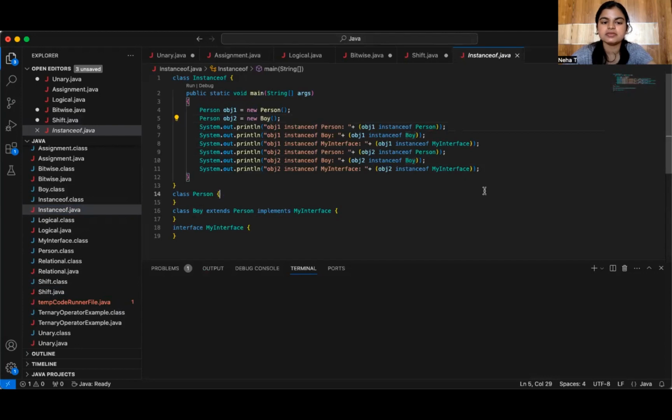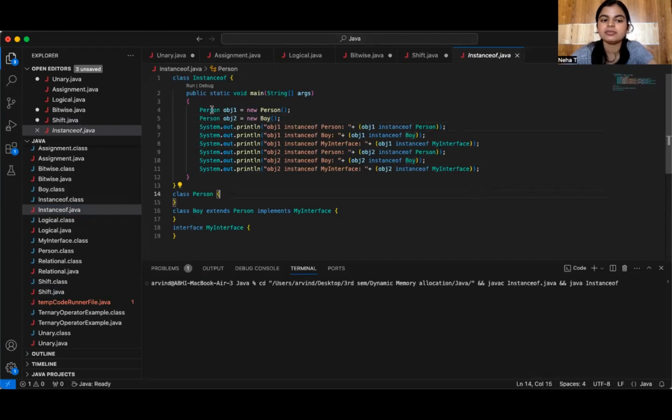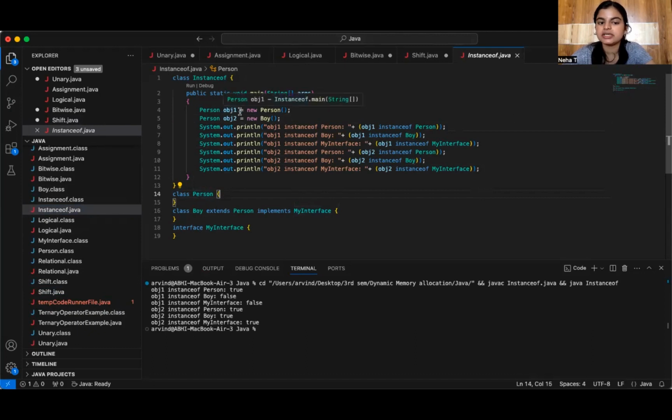So in instanceof operator, we have a class named person, and we have a subclass named boy. This is inheriting the class person, so we write boy extends person, then implements my interface. There's an interface, my interface, here. In the class person, we have object one, which is an object of person, the main parent class. Object two is for boy, that is the subclass.